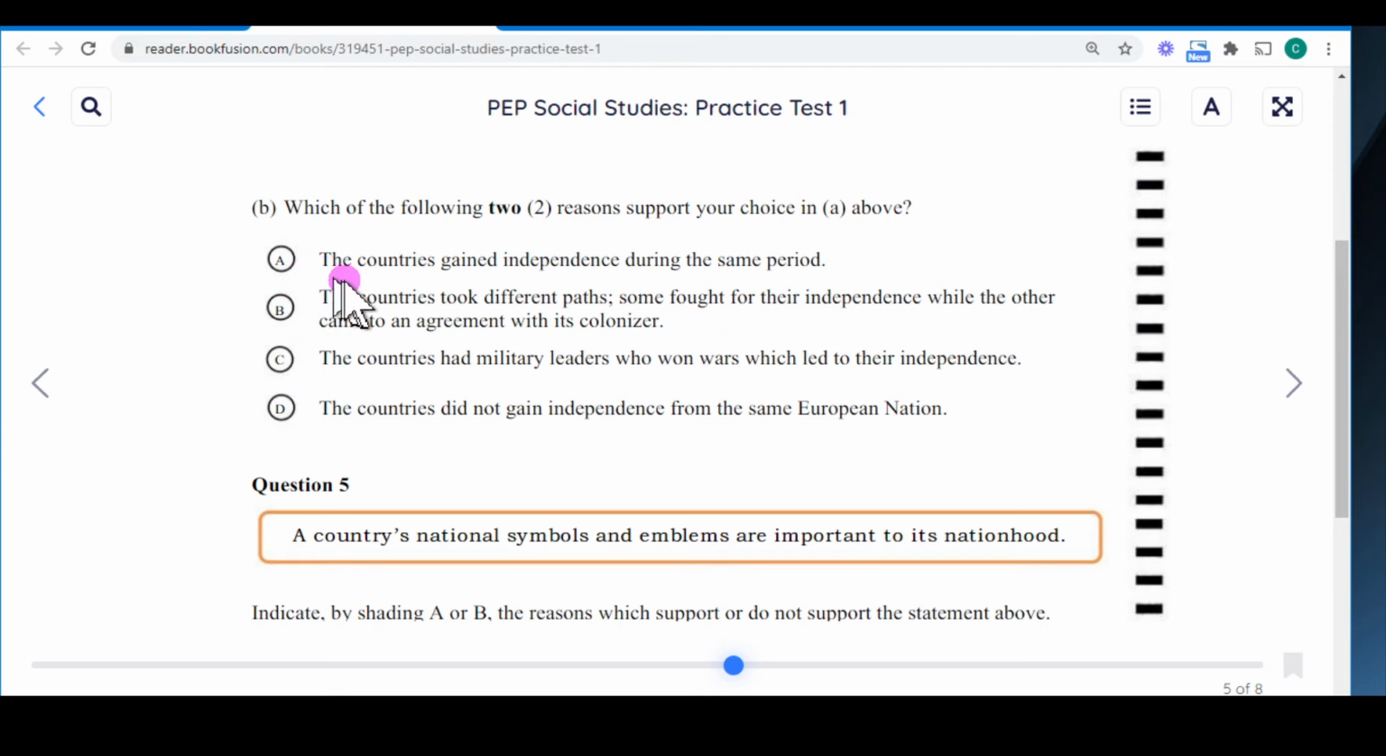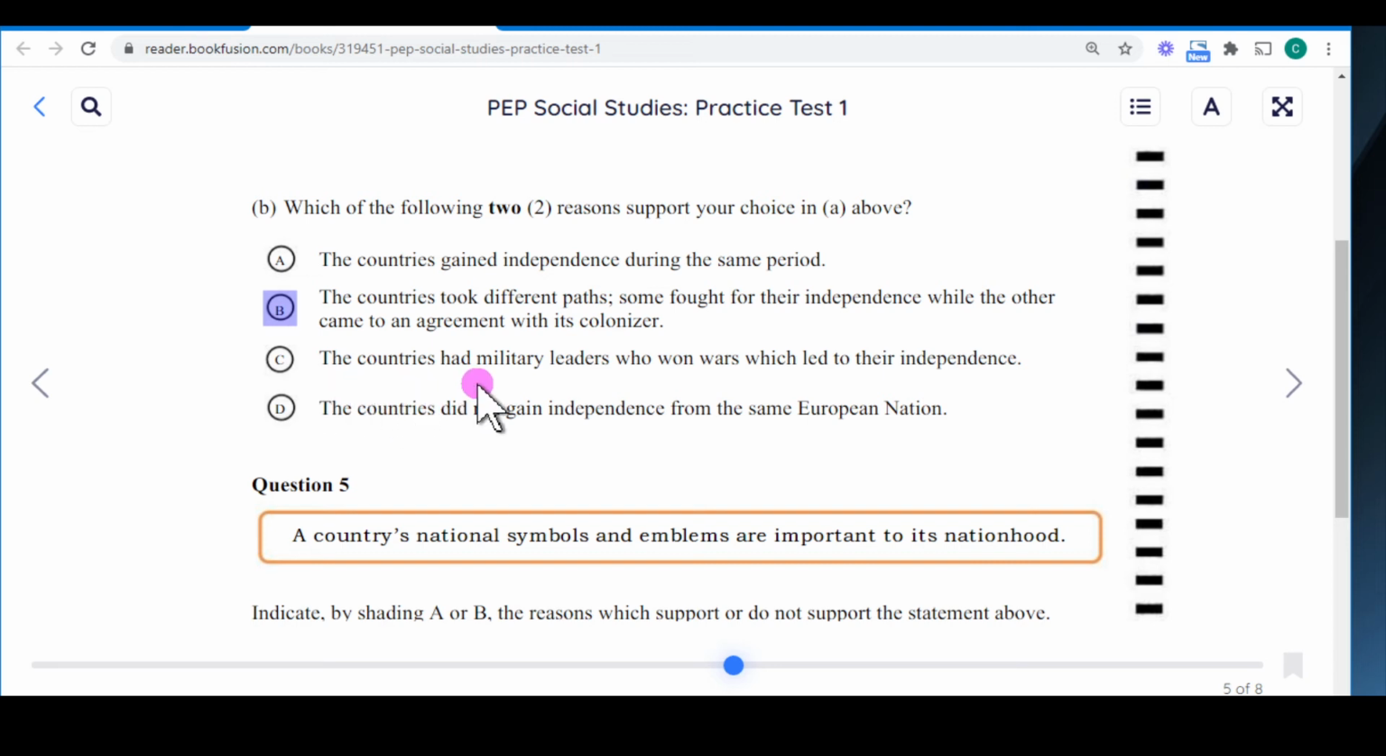All right, it says here, the country gained independence during the same period. All right, let's go now. The countries took different paths. Some fought for their independence while others came to an agreement with their colonizers. All right, so that definitely helps, but I need two because it says two. So let's look. So this one is not good. I'm going to keep this one.